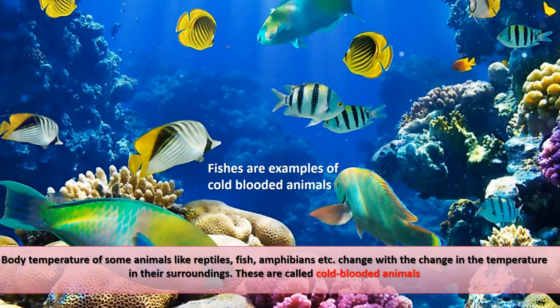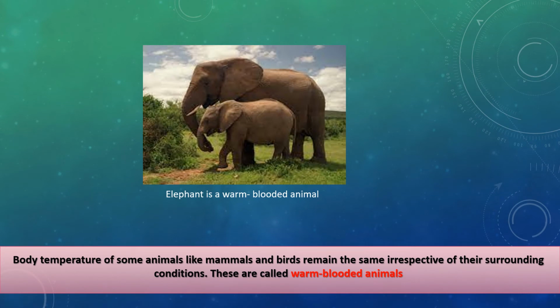Body temperature of some animals like reptiles, fish, amphibians, etc. change with the change in the temperature in their surroundings. These are called cold-blooded animals. Body temperature of some animals like mammals and birds remain the same irrespective of their surrounding conditions. These are called warm-blooded animals.